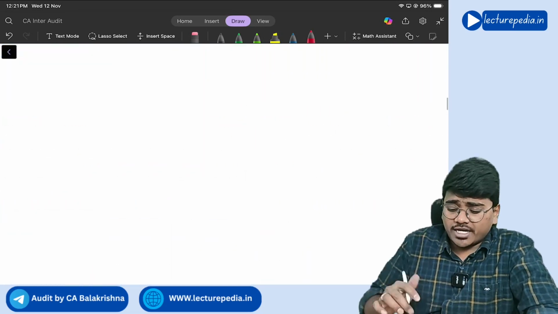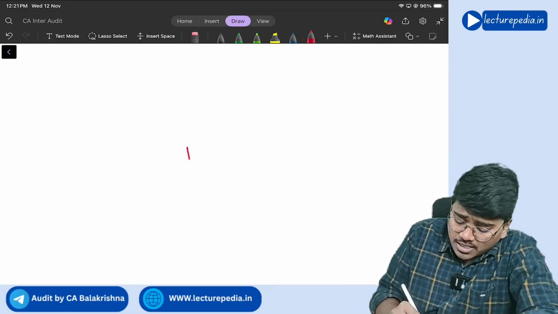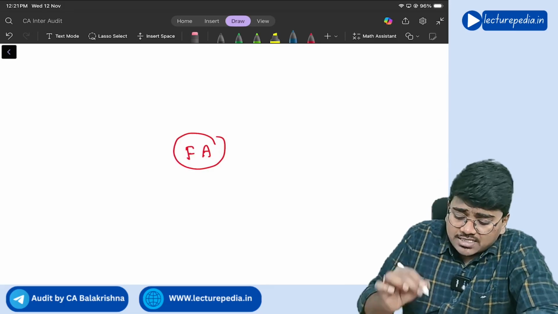Generally in case of audit, what happens is, let's say for example, there is an item, fixed assets. Fixed asset is a balance sheet item.